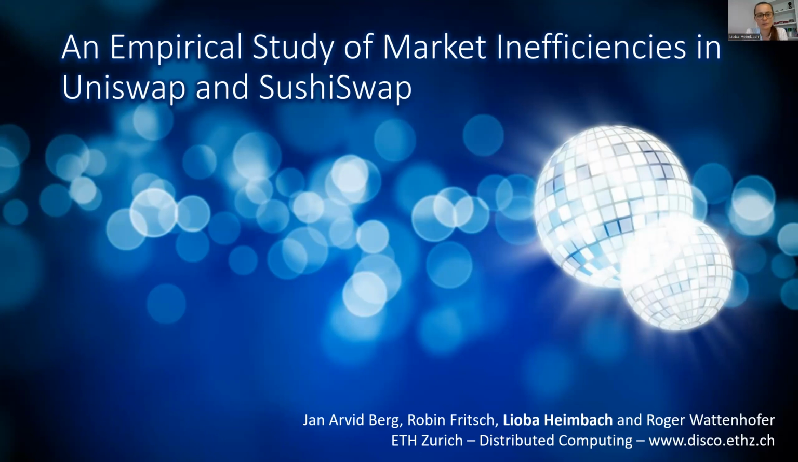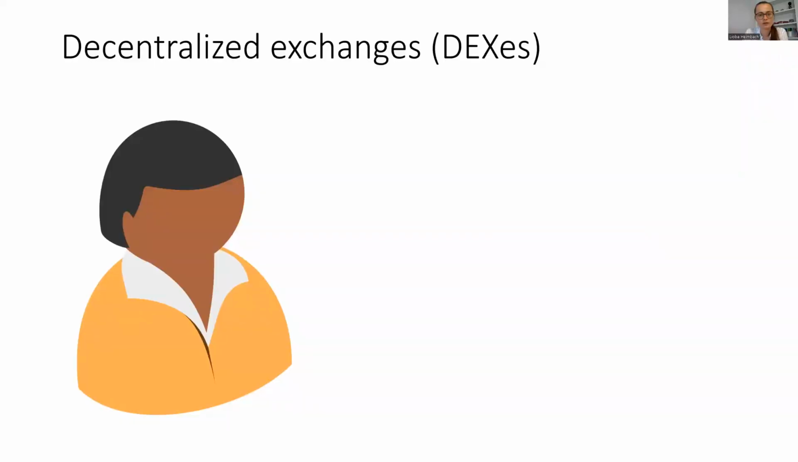So the work that I will present here is an empirical study of market inefficiencies on Uniswap and SushiSwap, which are two decentralized exchanges on the Ethereum blockchain. This work was done in collaboration with Jan Berg, Robin Fritsch, and Roger Wattenhofer.